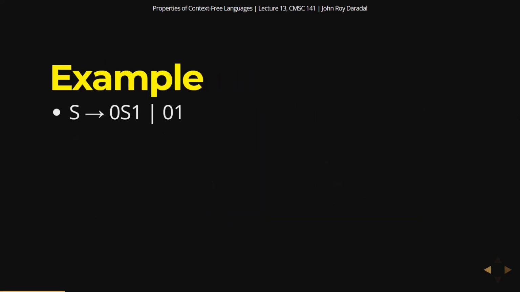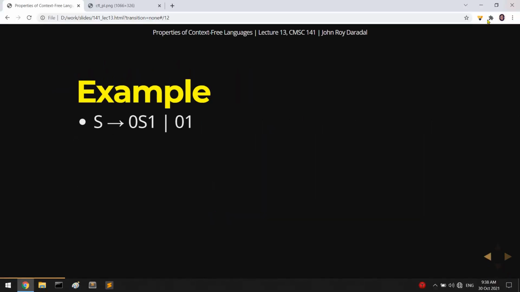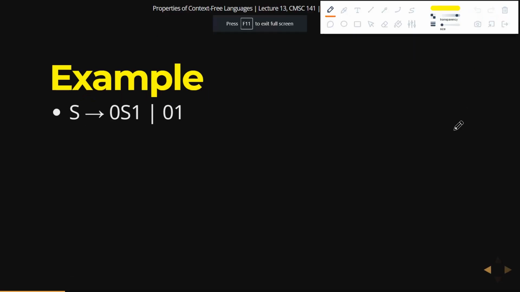So let's see some examples. For this one, there's only one variable, S, and S goes to S because of this production. So you have a self loop here, and so this is infinite because there is a loop here. That means you can take this as many times as you want.